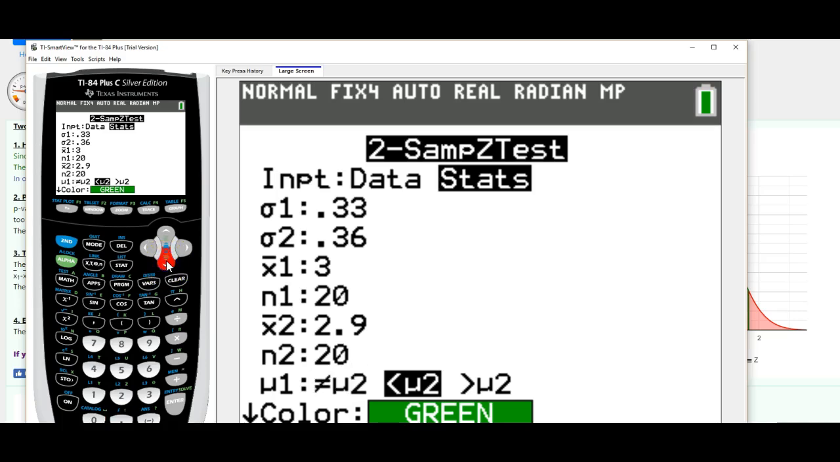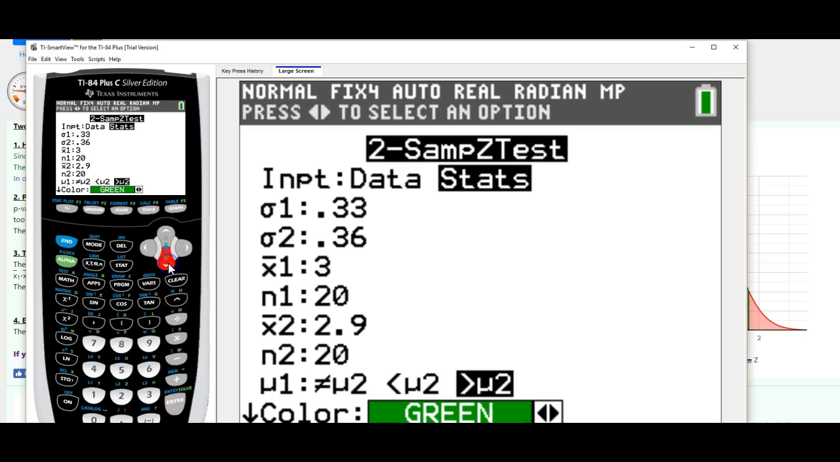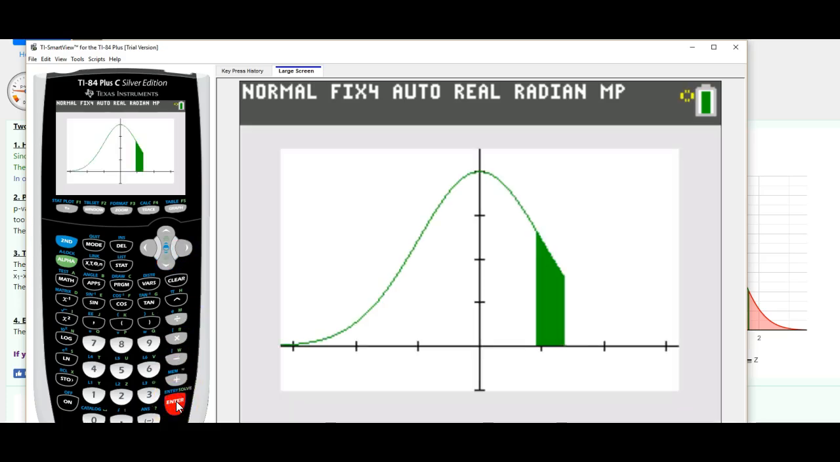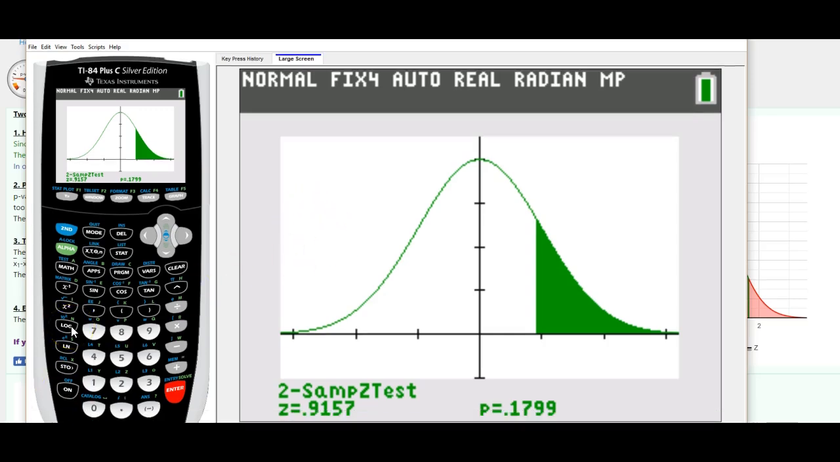And then I have to figure out the right test to do. Mu1 is greater than mu2, so I want to make sure that I'm on greater than. And I can either graph it or I can calculate it. I'm going to go ahead and draw. My p equals 0.1799. That is greater than my alpha, and therefore the same result: fail to reject H0. Again, that affects my claim. My claim was HA, and therefore I could say there's not enough evidence to support my claim that wax 1 is more effective than wax 2.